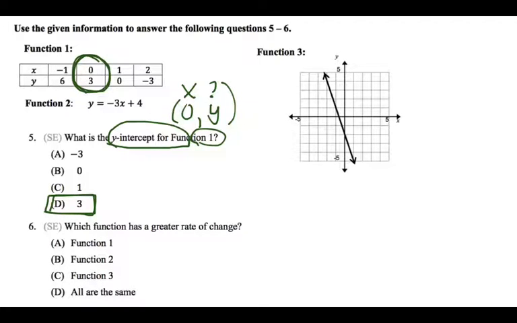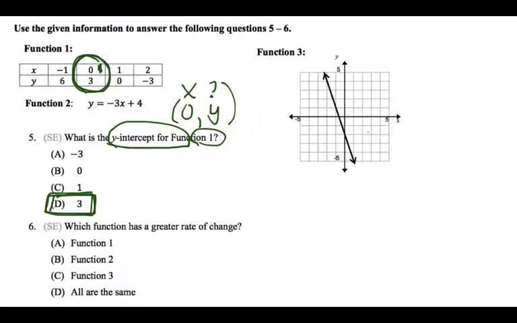Now you could have graphed it. You could have said, okay, -1 is positive 6, 0, 3, 1, 0. So you could have gone through and you could have graphed it and you could have seen, oh, there's the y-intercept. Problem is that takes way too long. You don't have time to go through and do that every time. You need to know that the x is 0, that y value is your y-intercept. So for 5, my answer is D.